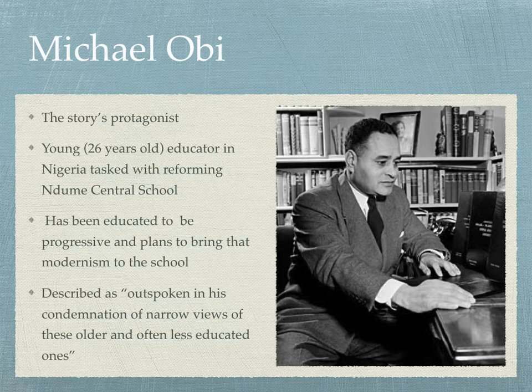Starting off with Michael Obi, we have a young, ambitious 26-year-old educator. I would consider him the story's protagonist. He has been educated and is extremely passionate about modernization. He is appointed headmaster of Ndume Central School by mission and is tasked with reforming that school from its backward ways. He is described as "outspoken in his condemnation of narrow views of these older and often less educated ones." Moving on to Nancy Obi.